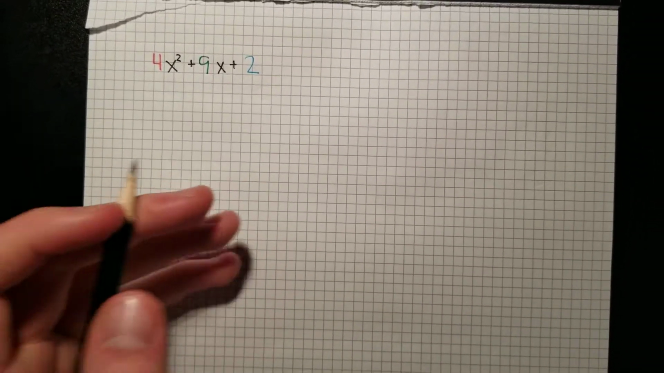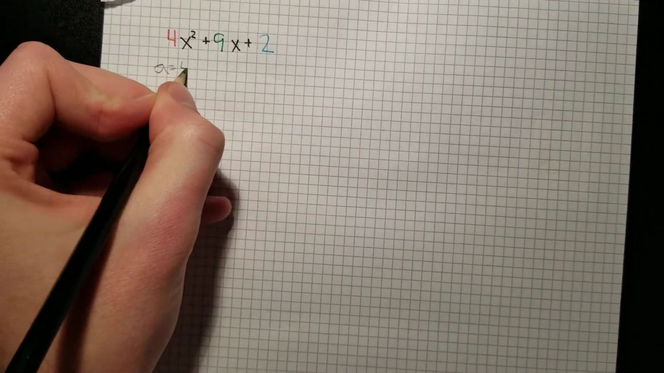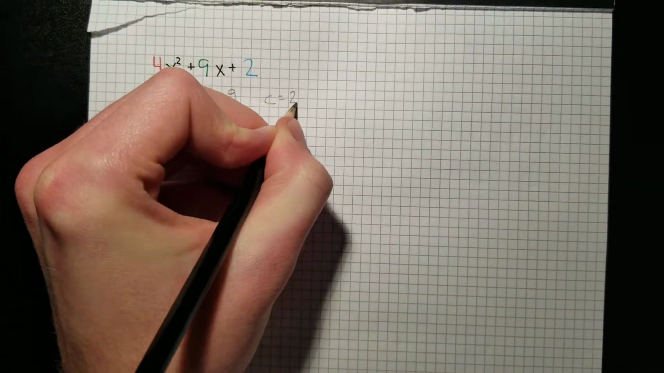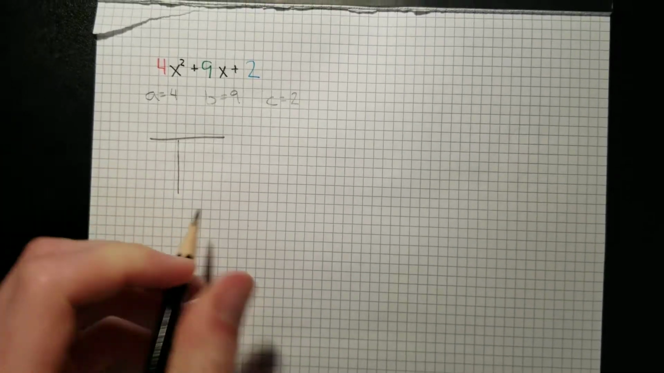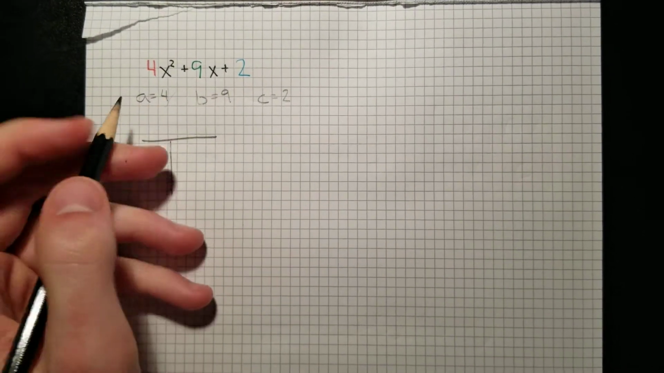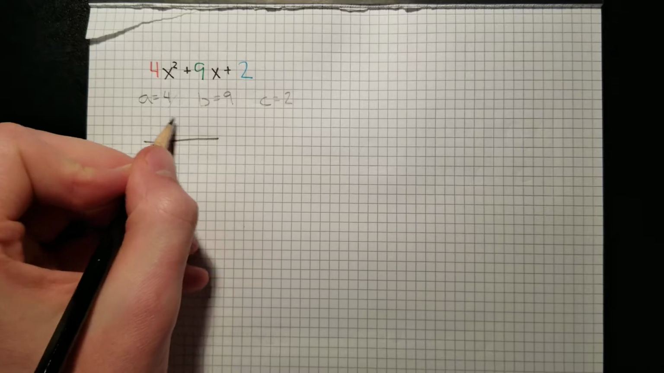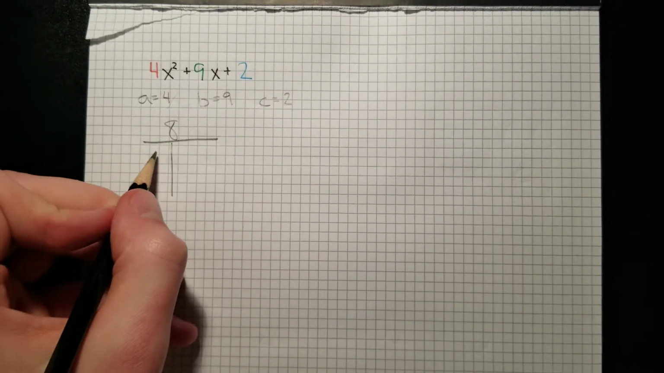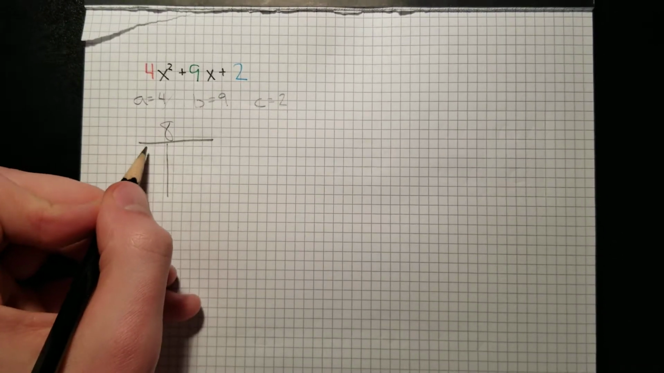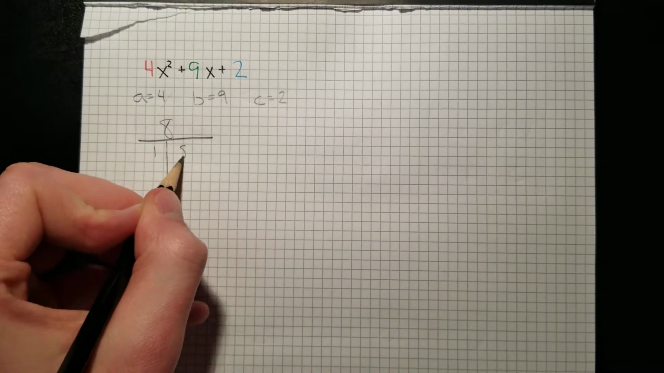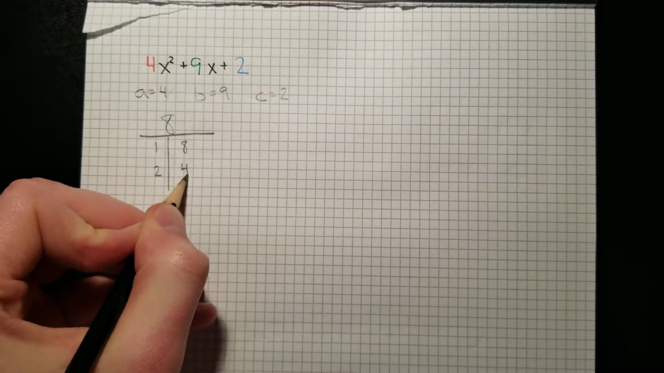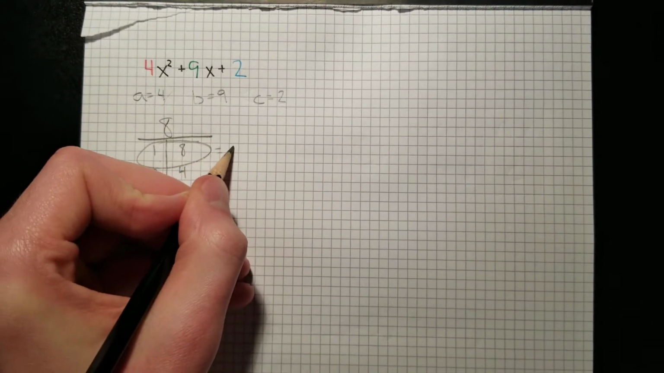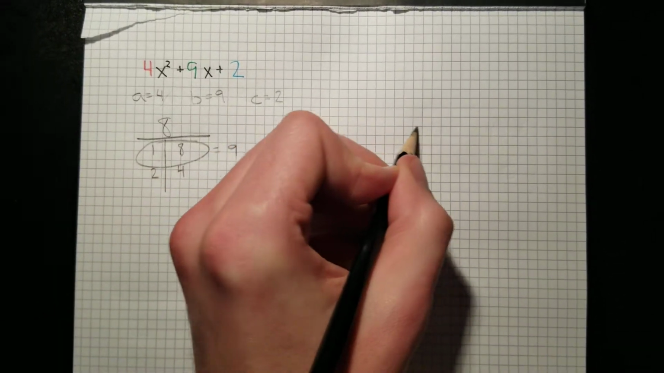So here, again, a equals 4, b equals 9, c equals 2. We make that table. So remember, a times c goes on the top, so that means 4 times 2 is 8. 4 times 2 is 8, that's the top. On the sides, we got to put things that multiply together to get 8, so that's like 1 times 8, or 2 times 4. And in this example, 1 times 8 is going to work, because when you add them together, it gives you 9.